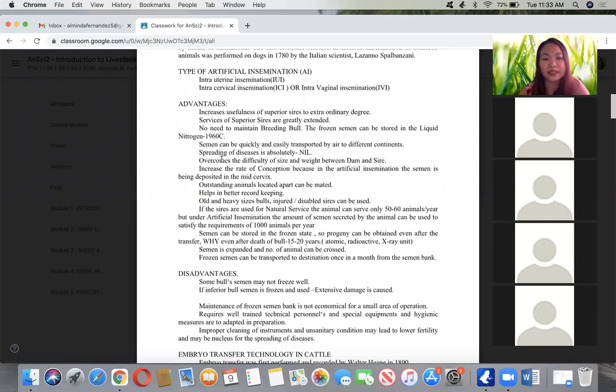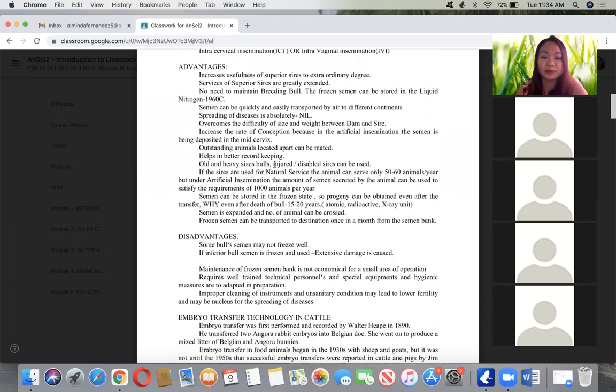Again, semen can be quickly and easily transported anywhere, and the spread of diseases is negligible. It can overcome the difficulty of size and weight of the dam and sire, who are not of the same weight. It will increase the rate of conception because the semen is deposited in the mid-cervix, and outstanding animals located apart can be mated. It also helps in better record keeping. Old and heavy bulls and injured or disabled sires can also be used.